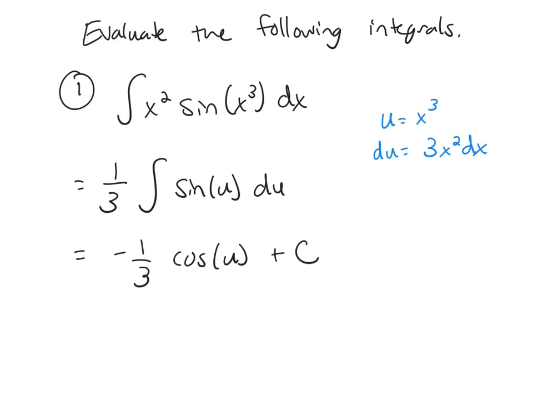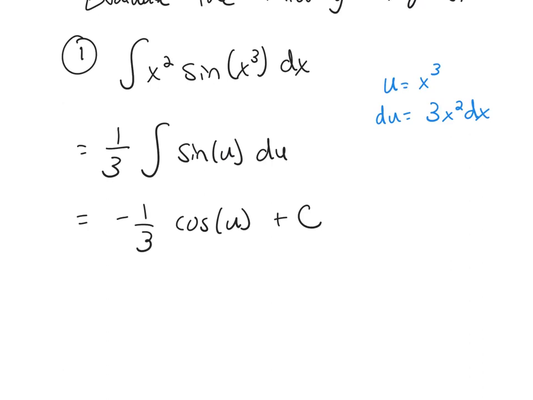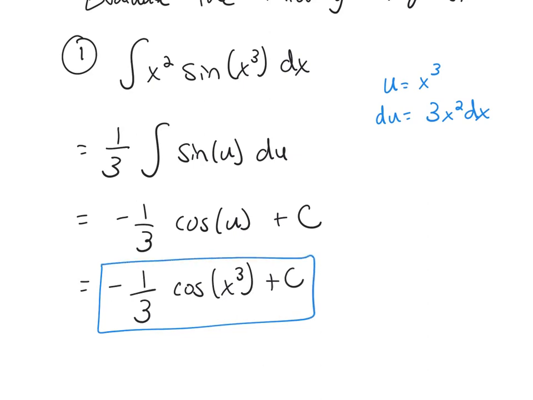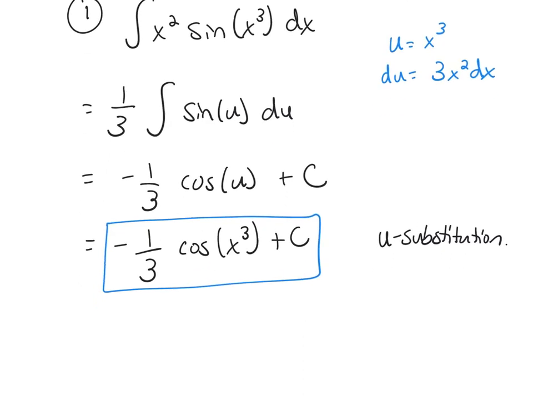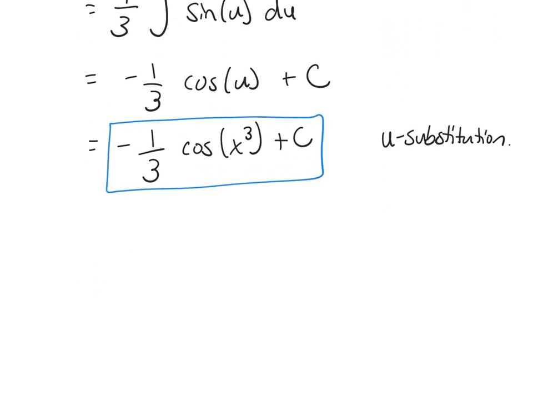And then your final step is to plug back in. Get rid of the u, it'll be negative 1/3 cosine of x cubed plus c. So here we use the technique, we're using u substitution for this one. Let's look at our second integral.